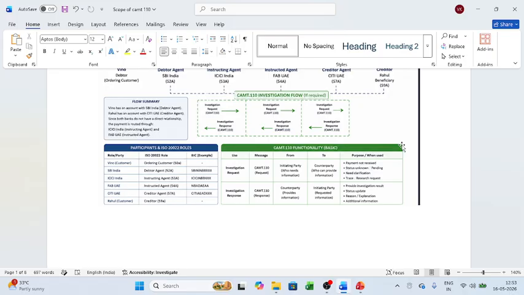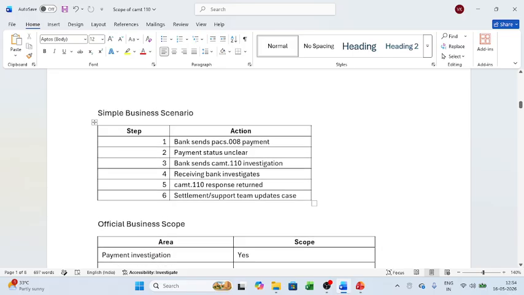You need some clarification about the transaction, on that time you raise the camt.110. Trace and research requests are also used, and to provide investigation result, status update, reason explanation, additional information. These are all the scenarios where they raise the camt.110 request. So let us go with this business scenario. Suppose I plan to transfer money. We plan to transfer the money to Rahul.